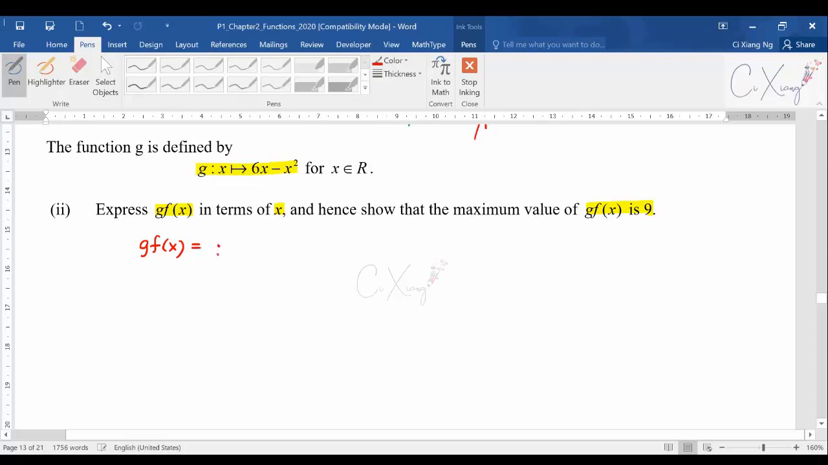Okay, so of course you have a series of steps here. And then your g f x will be negative 9x squared plus 30x minus 16. And after that, they want you to find the maximum value and to show that it is 9. Okay, because we haven't learned differentiation, I will just want you to do completing the square to figure out the maximum value. So after you do the completing square correctly, you should have negative 9 times x minus 5 over 3, squared, plus 9. Okay, which means that the maximum value is equal to 9.